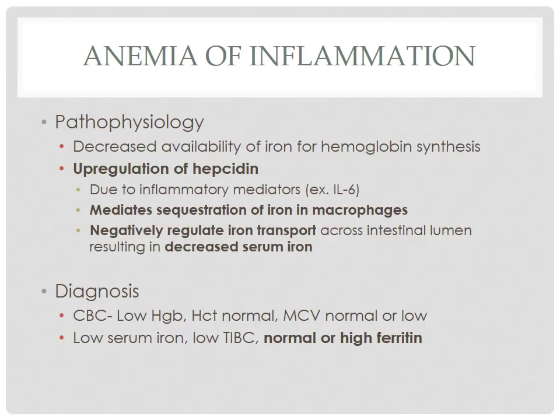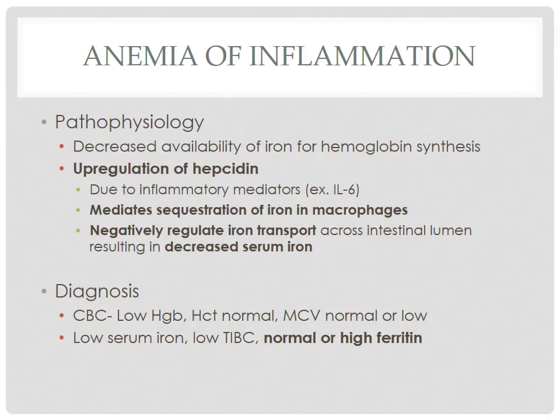Let's first discuss anemia of inflammation. Anemia of inflammation involves a decreased availability of iron for hemoglobin synthesis. What ends up happening is there is inflammation which causes the upregulation of hepcidin, and this is due to inflammatory markers or mediators. The upregulation of hepcidin causes sequestration of the iron in macrophages. So the iron is pulled out of circulation and hidden from the body.